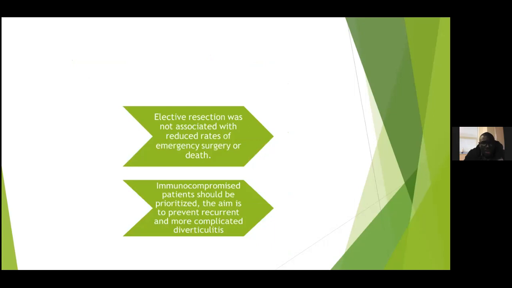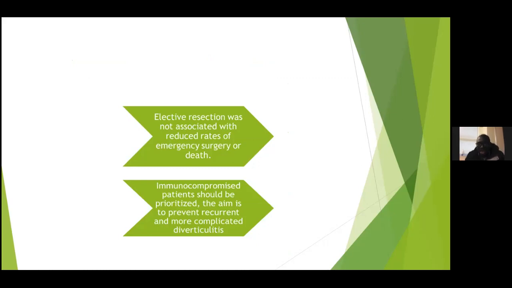So elective resection was not associated with a reduced rate of emergency surgery or death in this patient. In the same way, they looked at those who were managed conservatively, and the rate was also low. So it should be decided on a one-on-one basis. However, immunocompromised patients should be prioritized, and the aim is to prevent recurrent and more complicated diverticulitis.